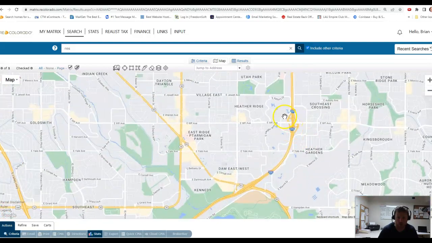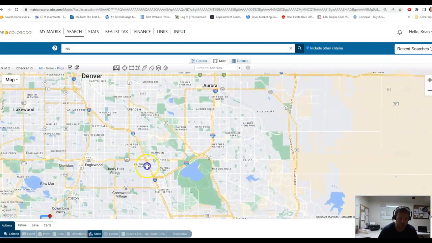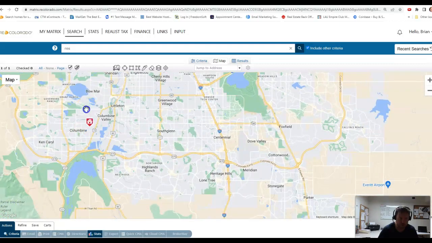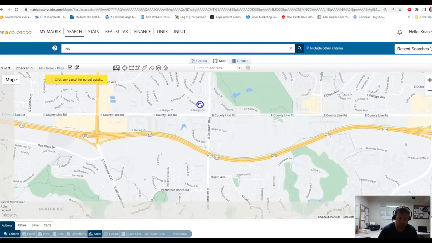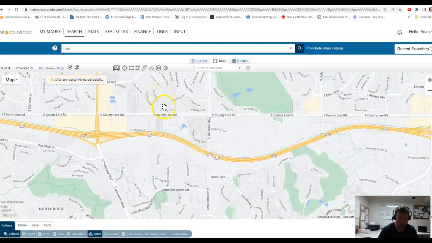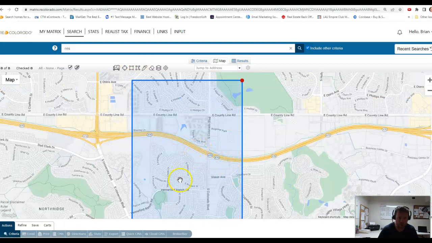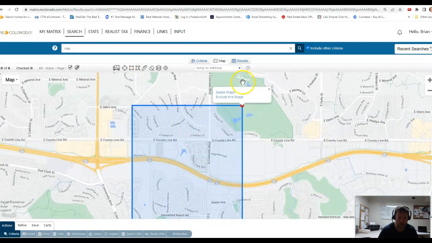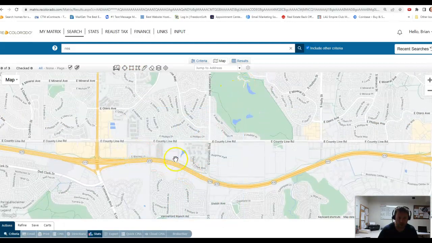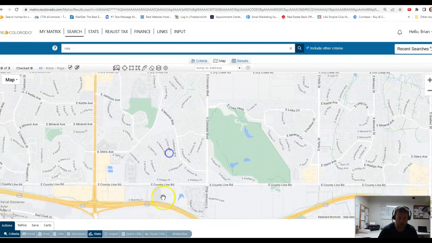We don't want to go, let me get rid of that one, square over here. Let's say I'm looking at a property right here. I don't want to go across the highway. This is going to be a different market over here than it is right here. We want to stay on this side of the highway with our square.